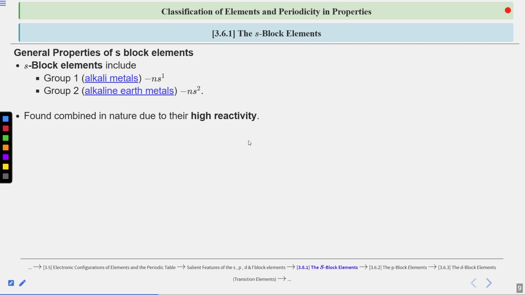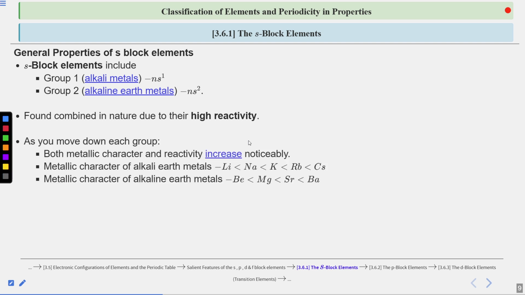But in the case of this S block elements or any other reactive metal, you will find them in the combined state, combined with other non-metals. Then the third point. So this is the most important point around this categorization, that if you move from top to bottom, down the group I would say, then the metallic character increases. If we go with that trend, then lithium will be the least metallic one and cesium will be the most metallic one. The same thing can be said for the alkaline earth metals also.